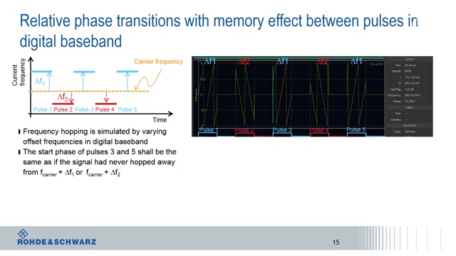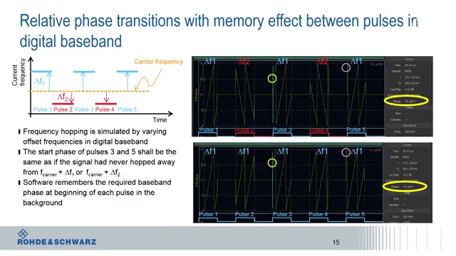The start phase of pulse 3 and 5 shall be the same as if the signal had never hopped away, in order to preserve the phase. The same is true for the blue pulses. With the memory effect, which is implemented in the software, this can be achieved.